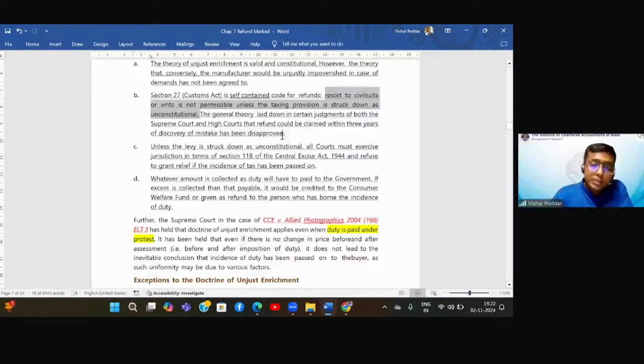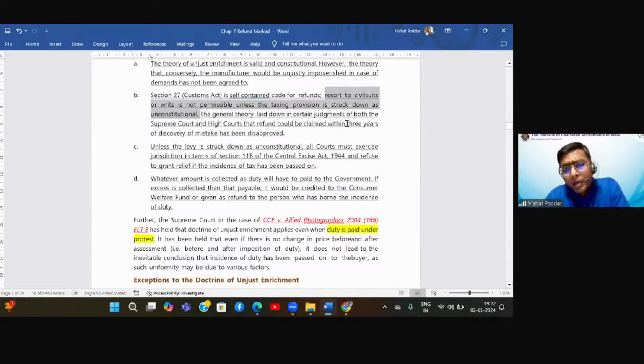If you remember, I was discussing this, that there are multiple judgments which have challenged that the 1 year time limit is wrong. It is unconstitutional. So there are multiple judgments of various high courts and even the Honorable Supreme Court which have said that you cannot take such a stand. You cannot challenge the 1 year time limit.